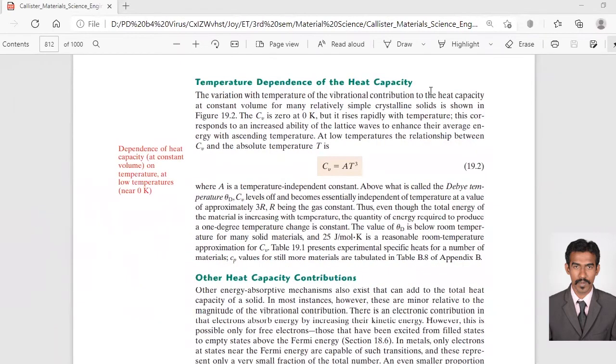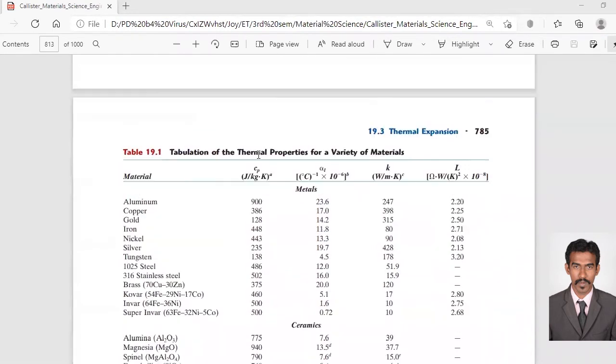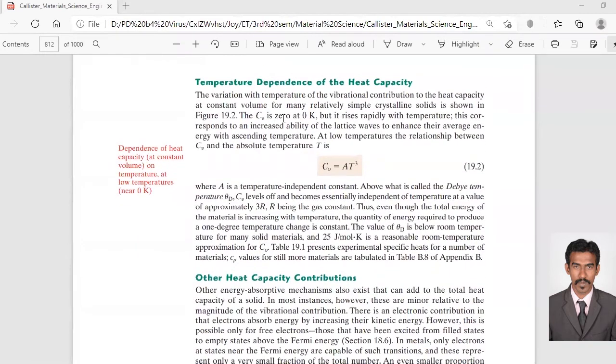Temperature dependence of the heat capacity. The variation with temperature of the vibrational contribution to the heat capacity at constant volume for many relatively simple crystalline solids is shown in the figure. So there is a figure below. Cv is 0 at 0 Kelvin, but it rises rapidly with temperature. Here Cv is the heat capacity at constant volume. So at 0 Kelvin, this is again 0.